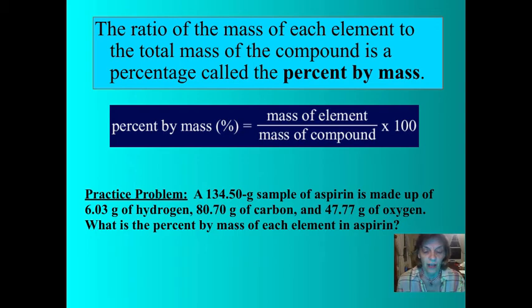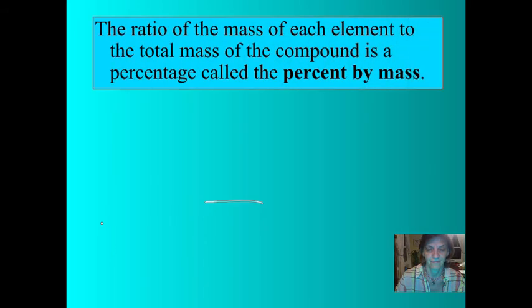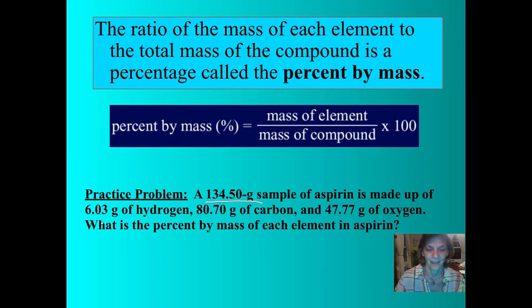If you've got a 134.50 gram sample of aspirin, it's made up of 6.03 grams of hydrogen, 80.70 grams of carbon, and 47.77 grams of oxygen. What's the percent by mass of each element?